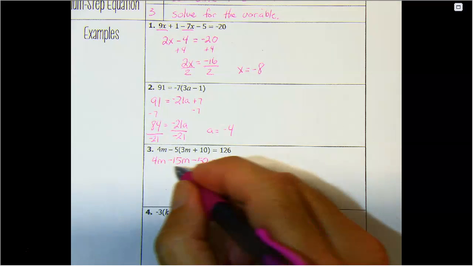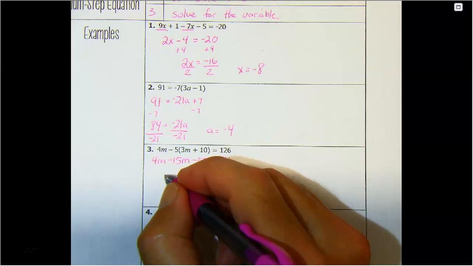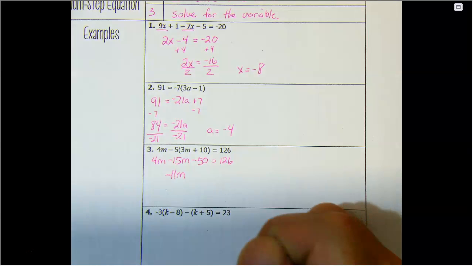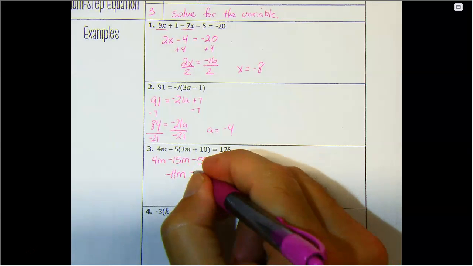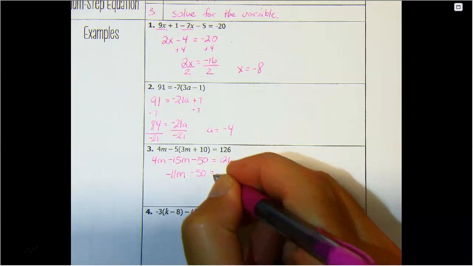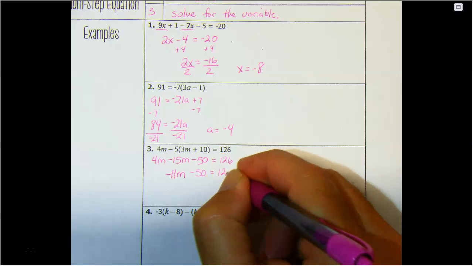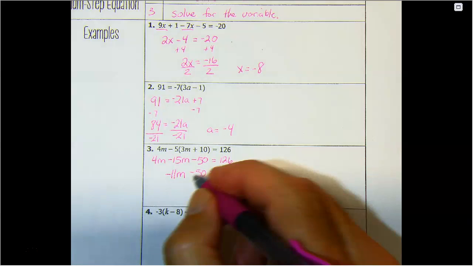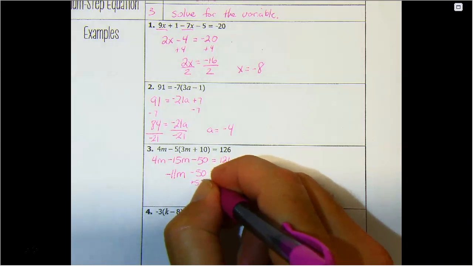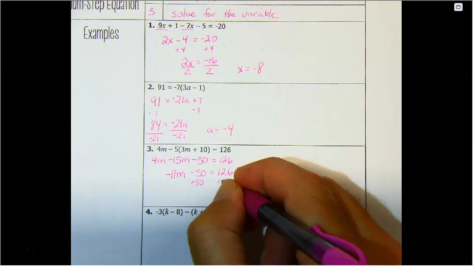So again, we can combine some like terms. 4m minus 15m is a negative 11m. The negative 50 carries down, and I understand some of us might be able to do multiple steps and multiple operations in one step, but for right now, we won't. Later on the next page, I'll start doing that.